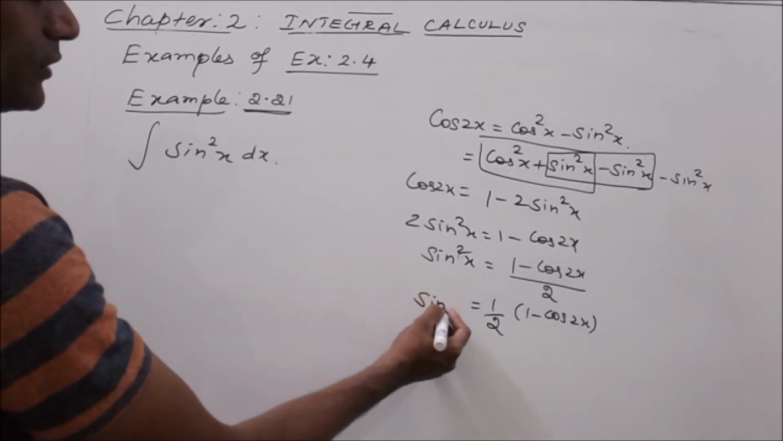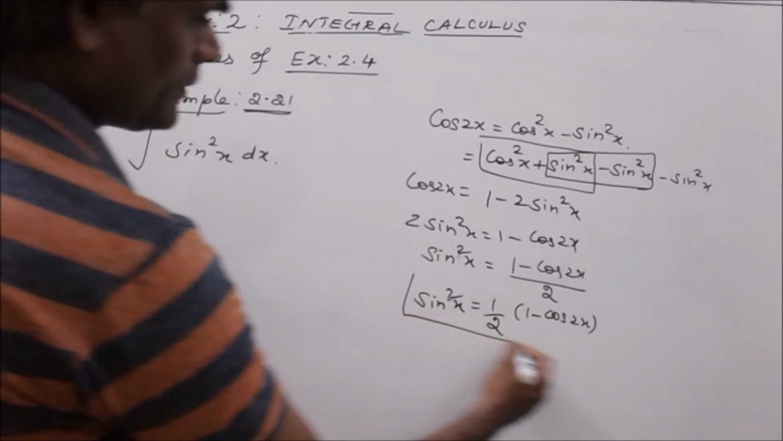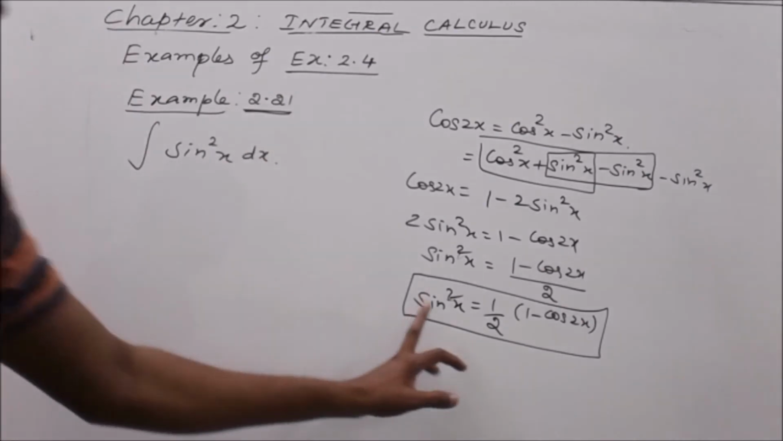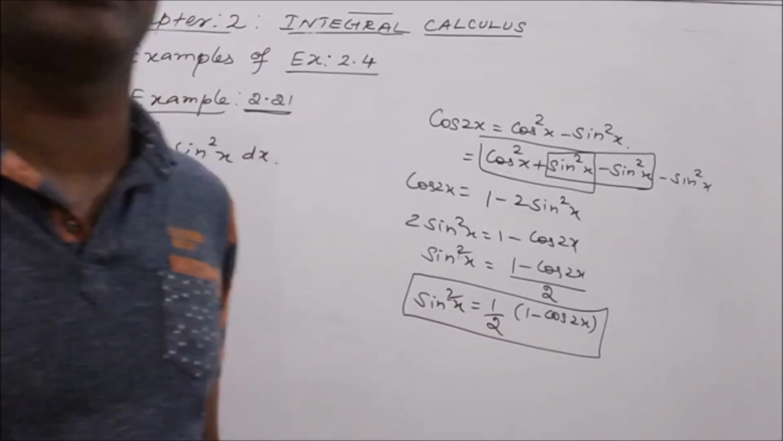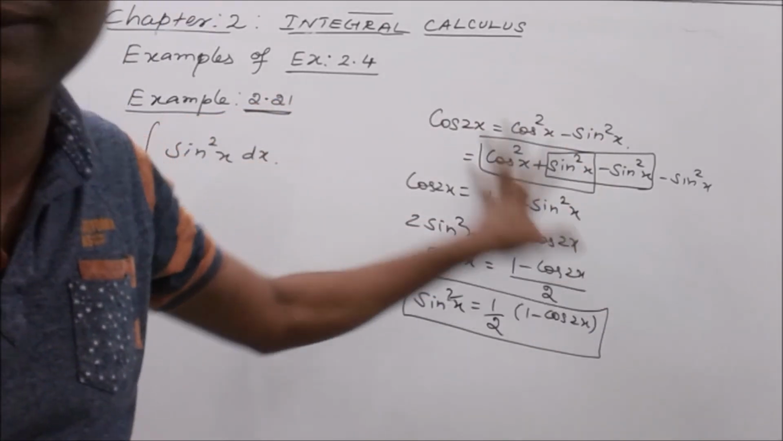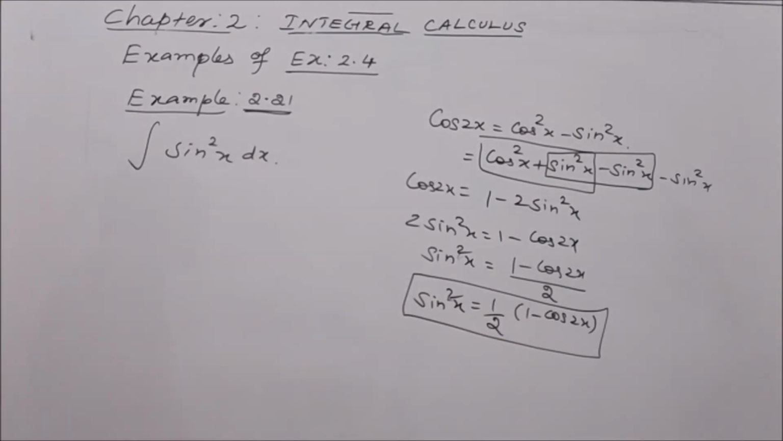So sin square x is equal to 1 by 2 into 1 minus cos 2x. Now substitute sin square x as 1 by 2 into 1 minus cos 2x here. Directly memorize the formula: sin square x is equal to 1 by 2 into 1 minus cos 2x. You need not write all these steps here. This is a standard formula we have learnt in 11th standard.